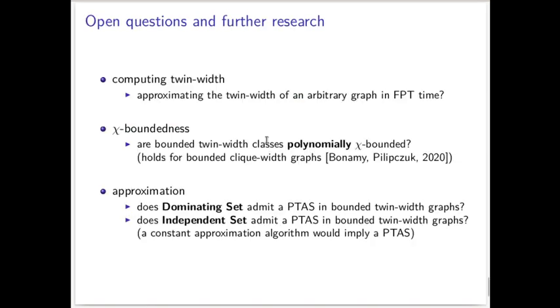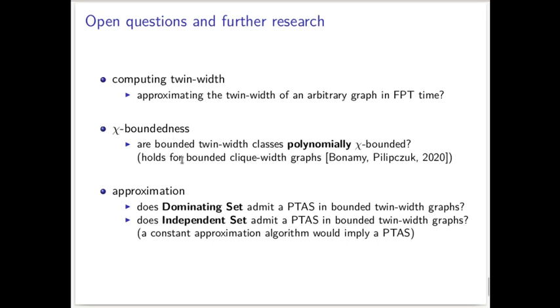To conclude, let me present some open questions. The first one is perhaps the most important one. All presented algorithms require the contraction sequence as input. As said previously, for all known graph classes which have bounded twin-width, there is an algorithm for providing this sequence. But what is missing is an algorithm which, given an arbitrary graph, would output a contraction sequence with a twin-width value not too far from the optimal value. So for instance, an FPT approximation.